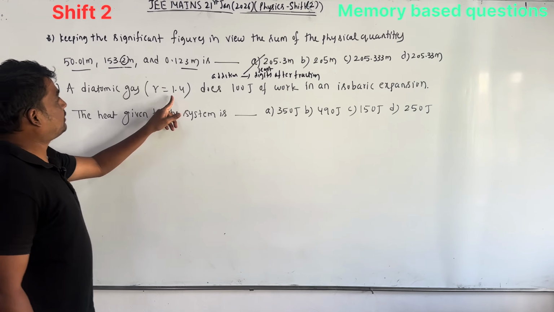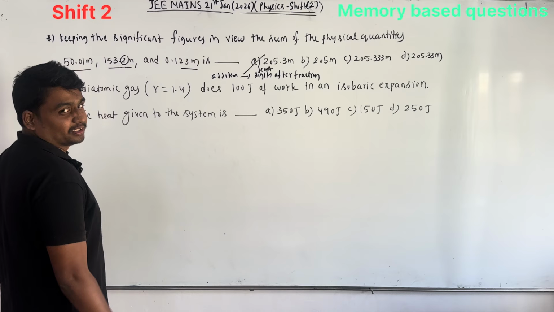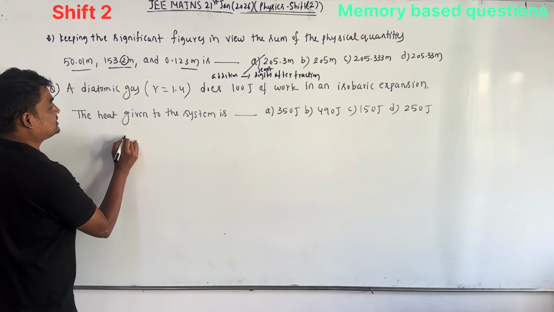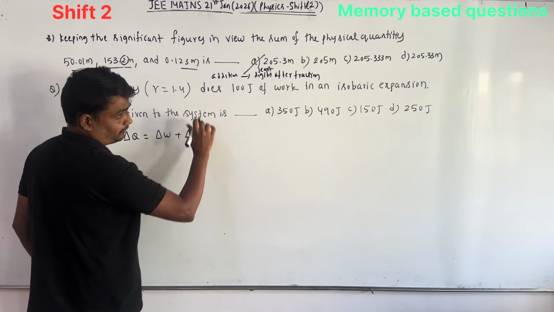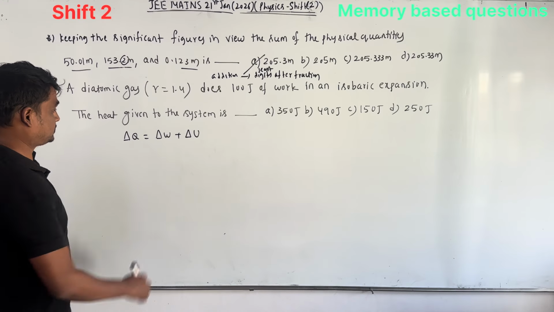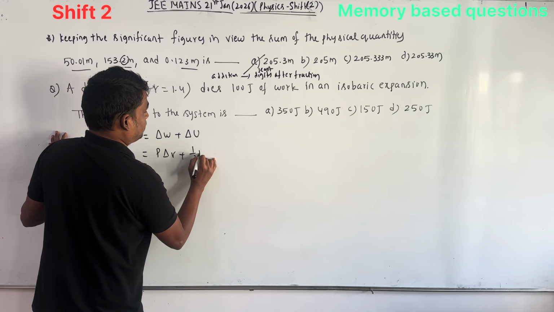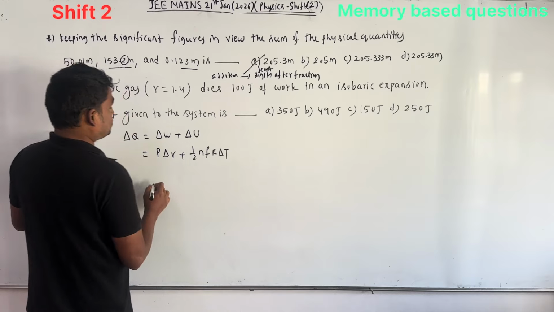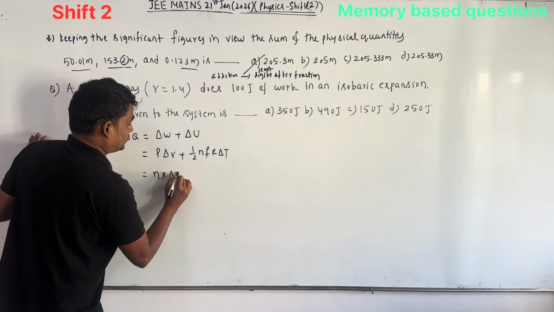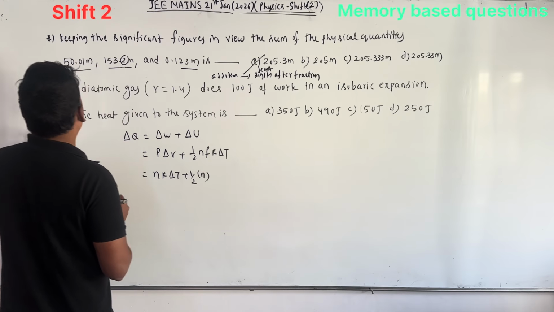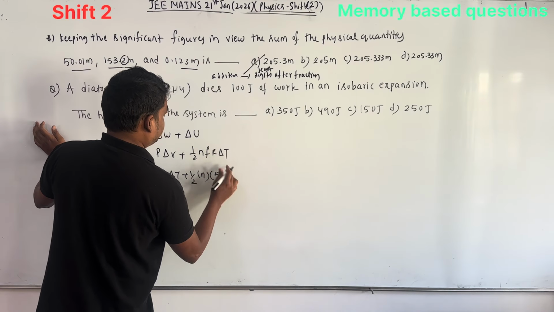A diatomic gas, gamma equal to 1.4, does 100 joule of work in an isobaric expansion. Find the heat given to the system. So by using the thermodynamic first law, the heat energy delta Q equals some amount of energy for work done, and some amount will be utilized for increasing its internal energy. So we know that delta W equals P delta V, plus delta U equals f by 2 nR delta T. From the ideal gas equation, P delta V equals nR delta T. For the diatomic gas, we know the degrees of freedom is 5, so 5 by 2 R delta T.